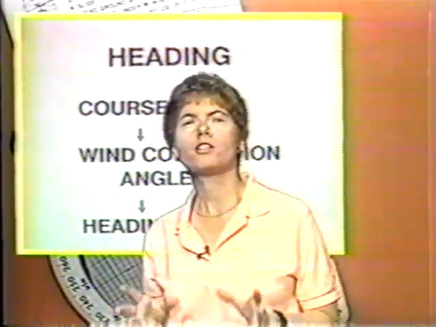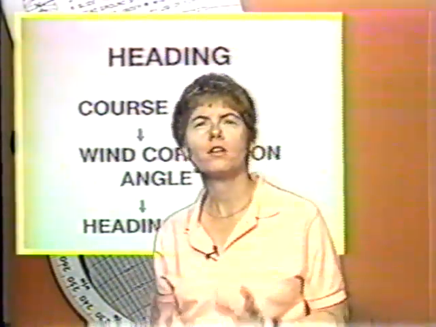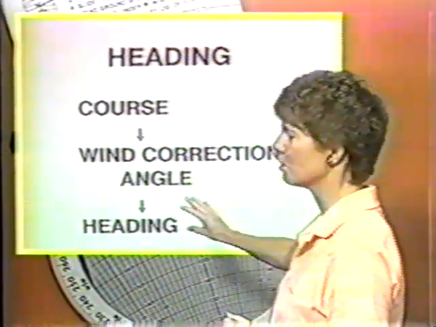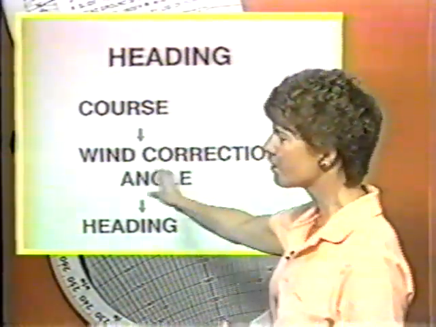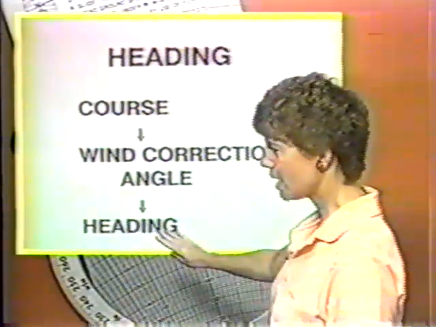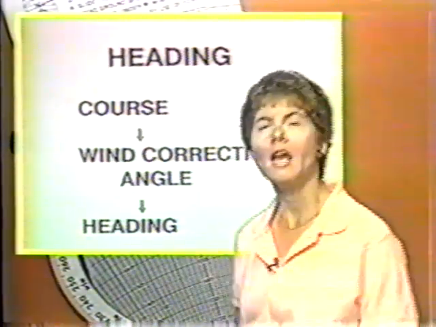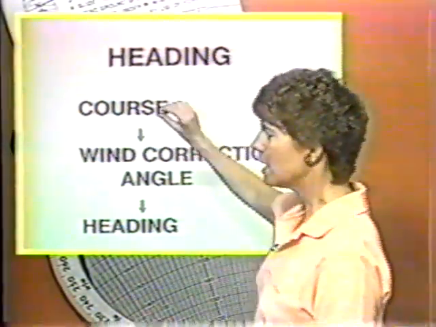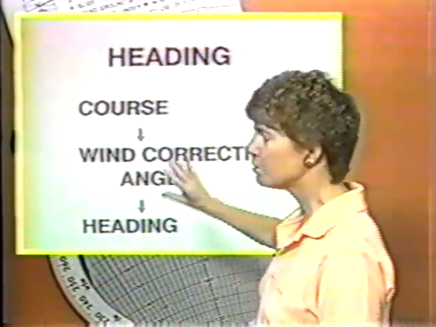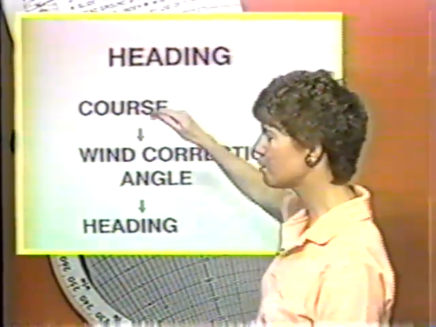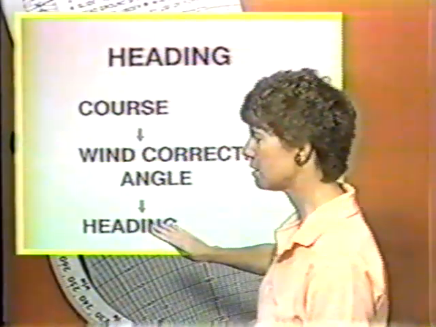So the wind correction angle is the reason for the difference between your course and your heading. And when you adjust your course, your path of flight over the ground, for the wind correction angle, you get your heading, and the heading is the way the nose of the airplane is actually pointing. And you can be referencing these either to true north or to magnetic north. So you could have a true course resulting in a true heading, or a magnetic course resulting in a magnetic heading, depending on how you started.